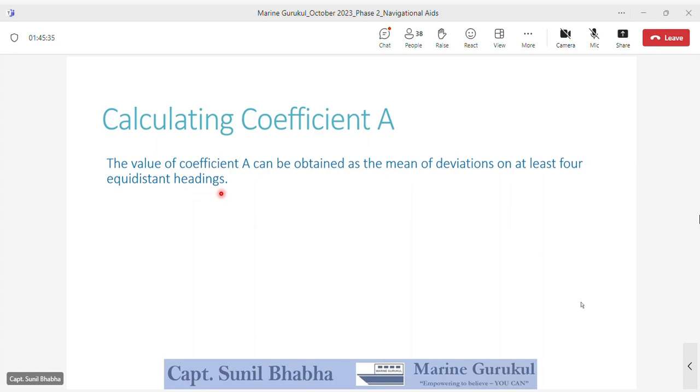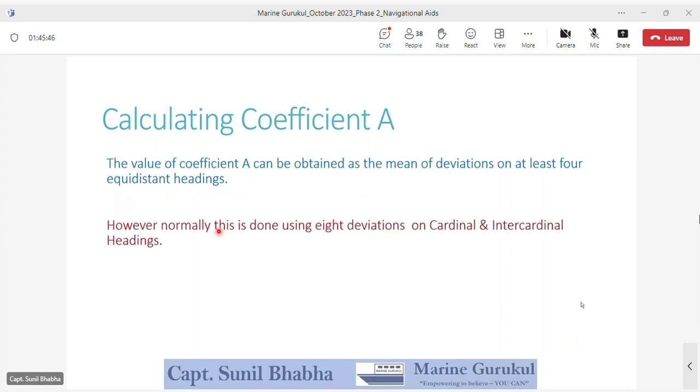Now, once you take a mean of these 4 deviations, it gives you the value of coefficient A for that particular ship. Practically, this is done using 8 deviations on cardinal and intercardinal headings. Taking this value in 8 deviations gives you more accuracy. So practically we use the deviations on cardinal and intercardinal headings and take a mean.